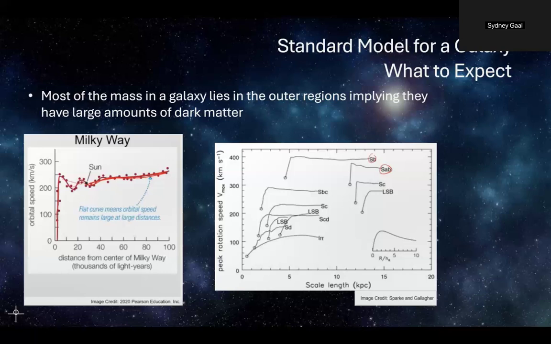And this extra mass in the outer regions with few stars is what we call dark matter. And it acts like a structural glue that holds the galaxy together. So this massive dark matter surrounding the galaxy is called a dark matter halo. Dark matter typically accounts for around 90% of the mass in a galaxy. But how about some less conventional galaxies?